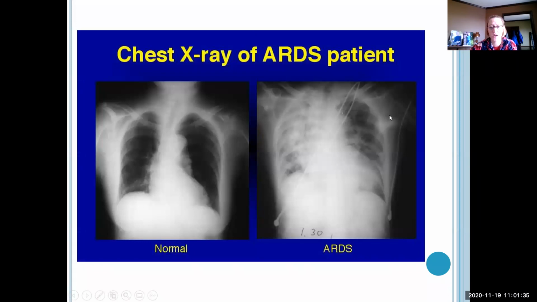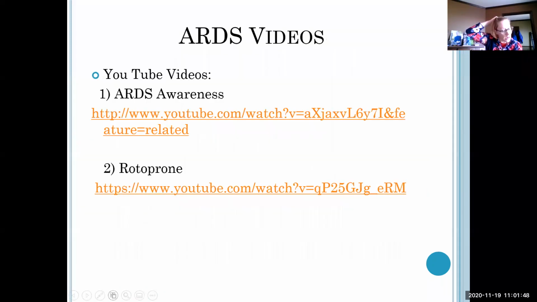So here's your normal lungs, your chest X-ray, and this is ours. And this is actually better than some I've even seen. I've literally seen some where there's no black whatsoever, and they're just completely whited out with no air movement whatsoever. A couple of videos. I'm going to show this rotoprone one. If you've never seen one of these beds before, they're pretty fancy.